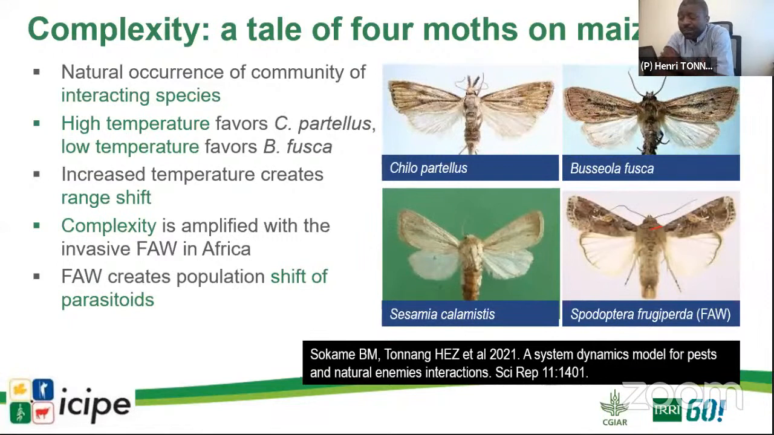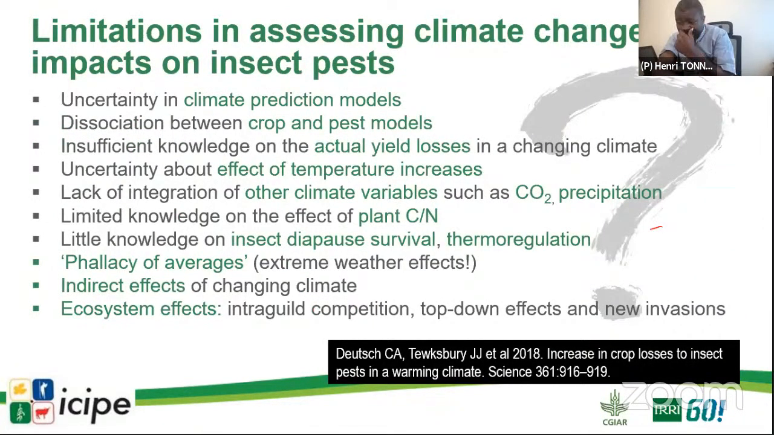Third slide, please. In the third slide, we are trying to look at some limitations in assessing climate change impact on insects. We assume that the effect of climate change on insect pests is huge, but we are only starting to unveil what this effect may be. There are a lot of answers we still need to look for. The first is that we have uncertainty in climate predictions. We use models, but those models are not always perfect.